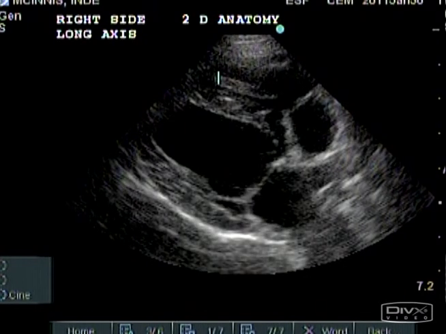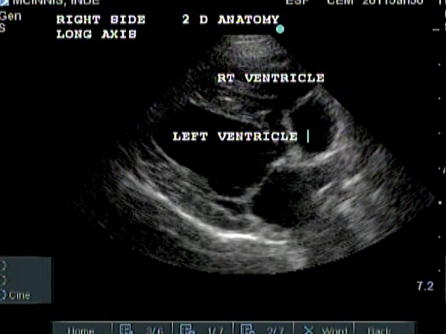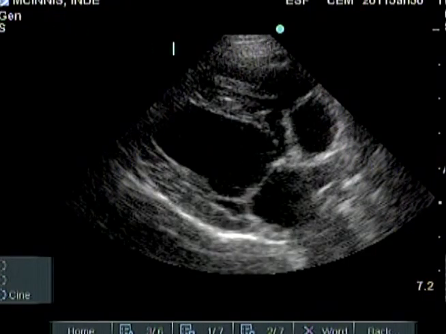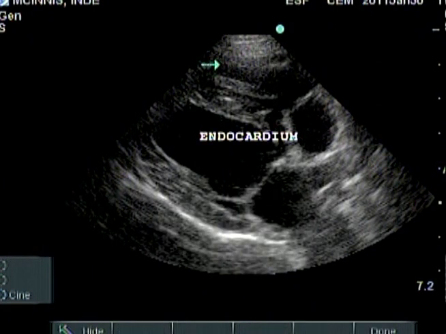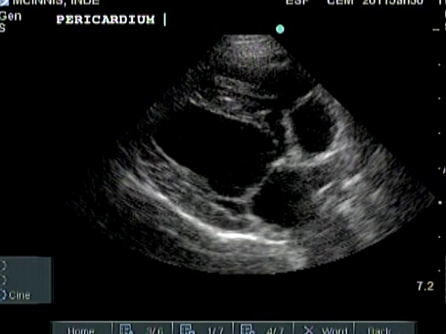In the right side long axis 4-chamber view of the heart, you see the anechoic chambers of the right ventricle and the left ventricle. The endocardium is the hyperechoic inner lining of the ventricular chambers. The pericardium is the hyperechoic outer fibrous covering of the heart.